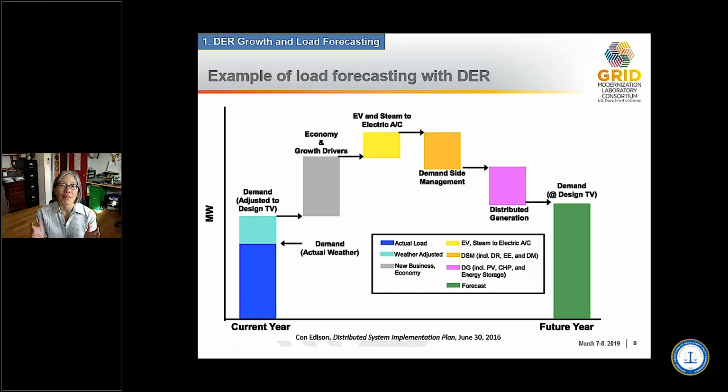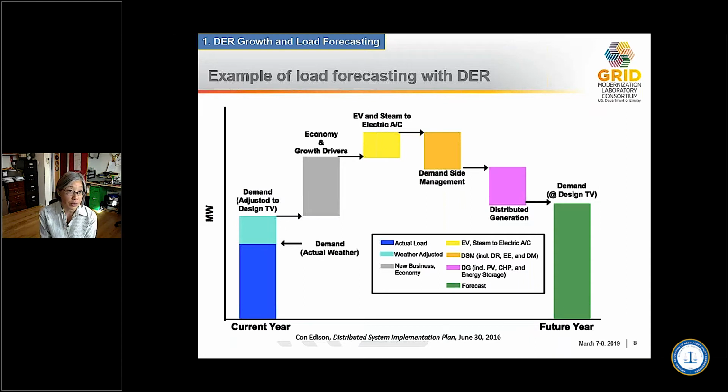So you take your historical peak loads, and this is showing the current year. Let's say the current year was a little cool, and we expect next year to be warmer. So you do a weather adjustment. That's the dark blue with the light blue bar added to it. You account for your macroeconomic and growth drivers, population growth, economic growth, and that's the gray bar.